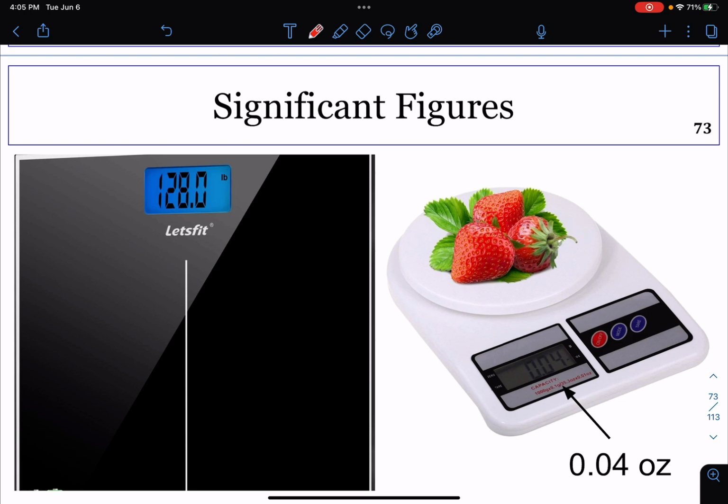If you were to place some food on a kitchen scale and it reads 0.04 ounces, we know this scale also estimated the last digit, the 4. However, the leading zeros here are just placeholders and they're not considered part of the measured value, and therefore they are not considered significant. We say this value then has only one significant figure, the 0.04. But this value over here has 4 significant figures.